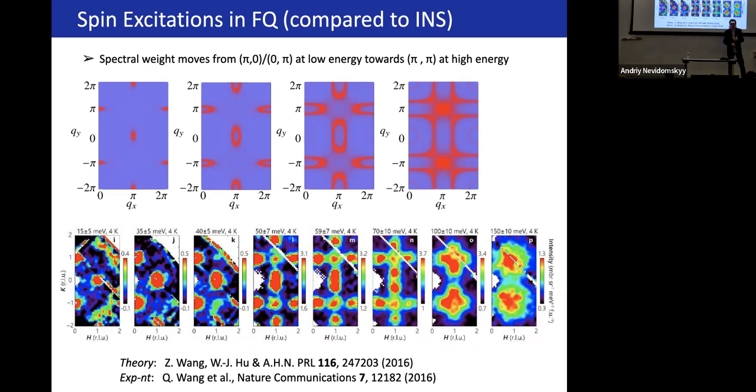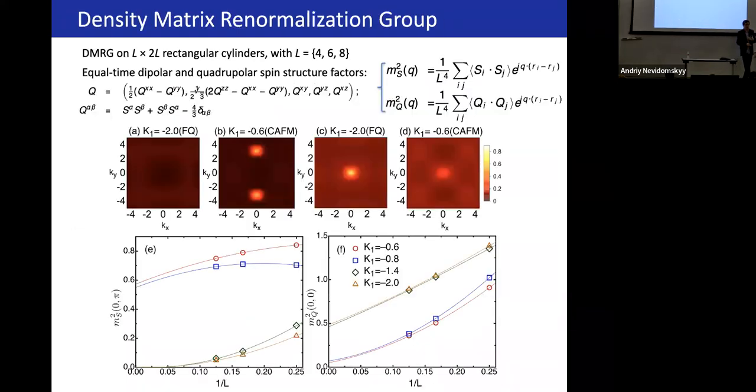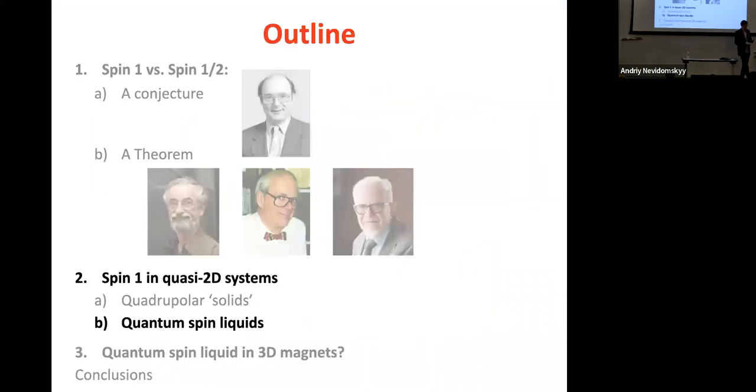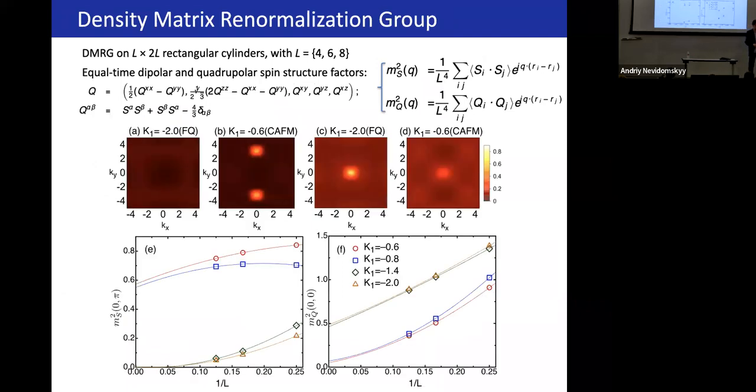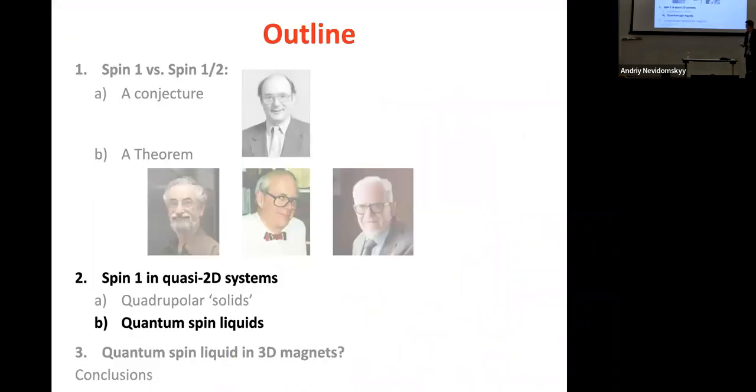In fact, you don't even have to stop at the harmonic theory. We've done the density matrix renormalization group calculations, of which I spoke earlier, and I went slightly too fast. And again, without going into too much detail, it tells you that indeed you have quadrupolar excitations, and indeed you could realize those phases of matter. Okay.